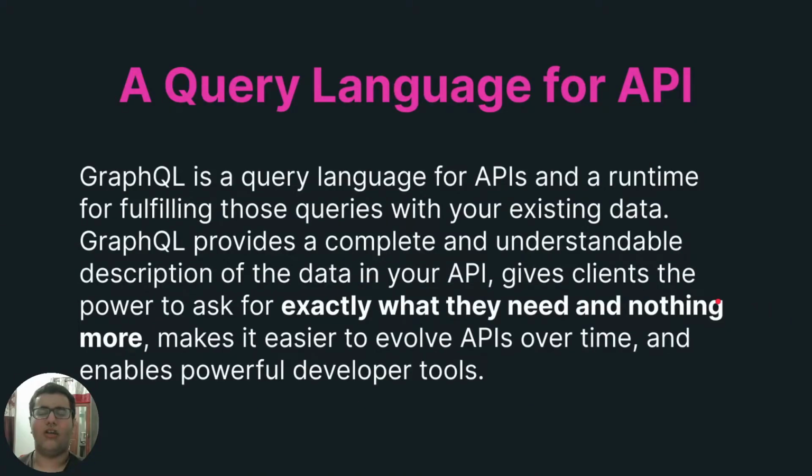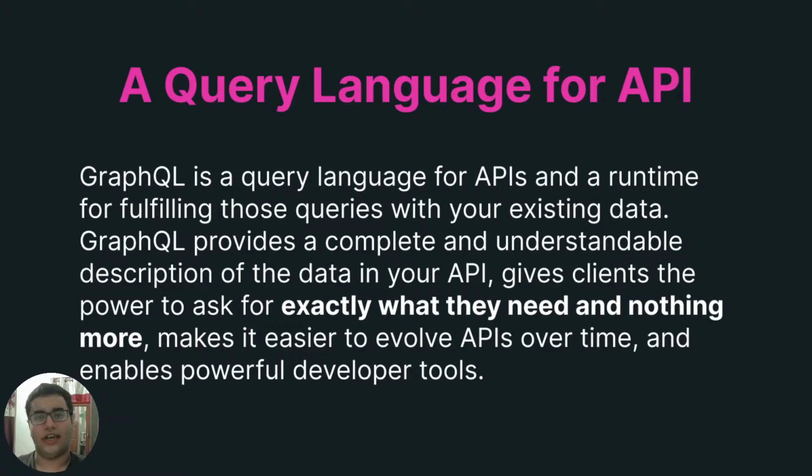So GraphQL is a query language for API. And as it sounds somewhat similar to SQL, but it is not related to SQL. It is not a database. It is also not related to a graphing library like plotting graphs and stuff like D3JS. So GraphQL is simply a query language for APIs.